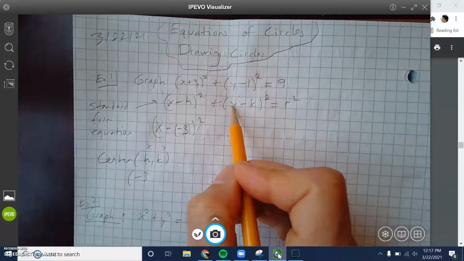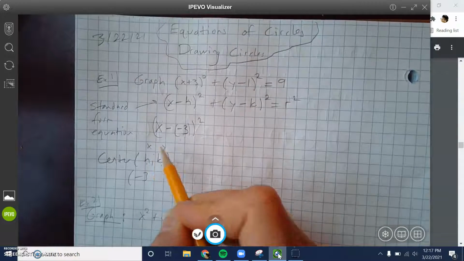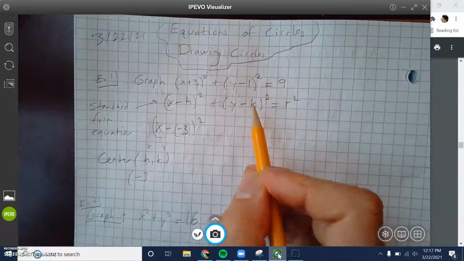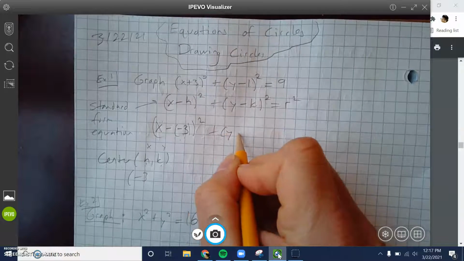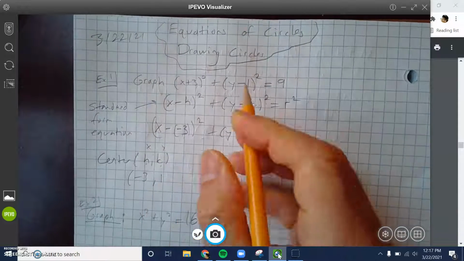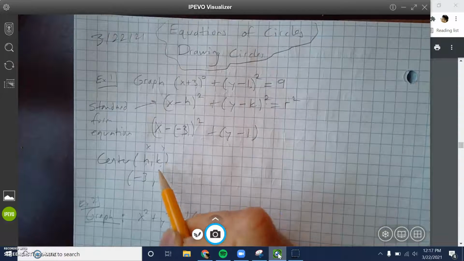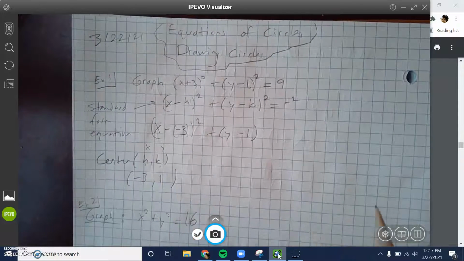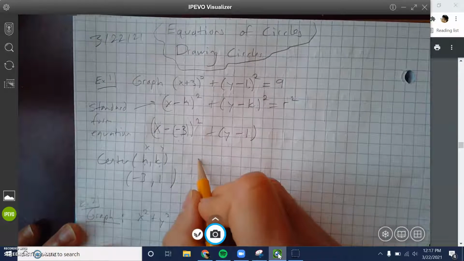Okay, and so y minus k is the y-coordinate of the center, and so there's obviously just 1 right there, because that's just y minus 1. So this is 1, which is the opposite of −1, right? −1, +1. So our center is at (−3, 1). Okay, so we got our center, now we need the radius.